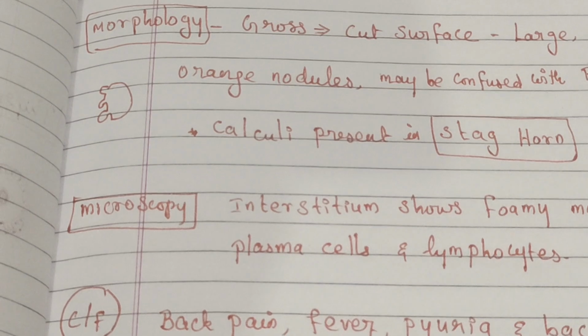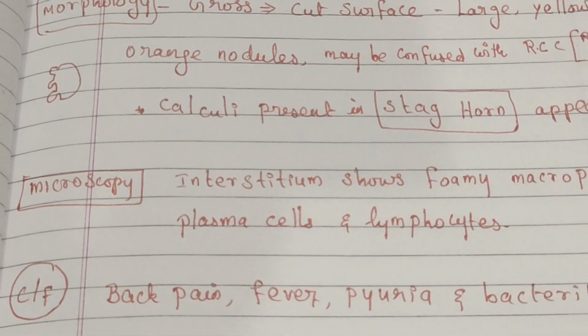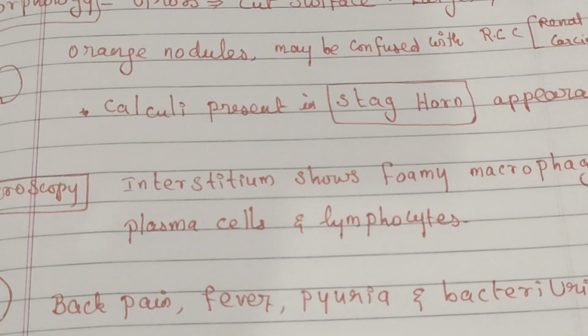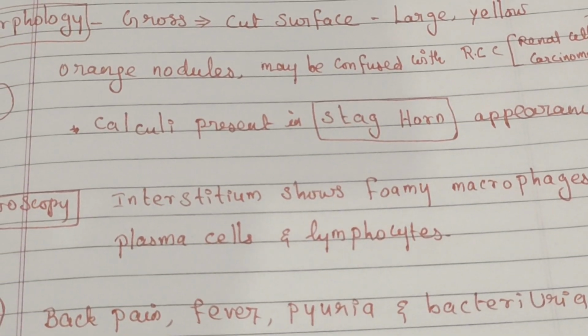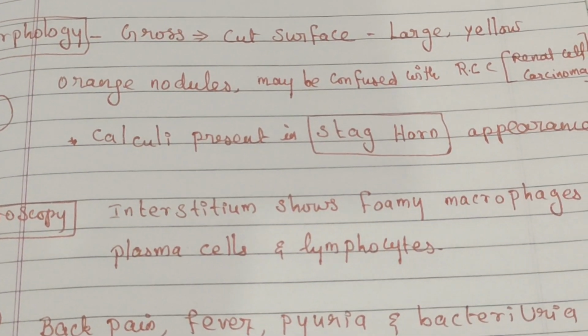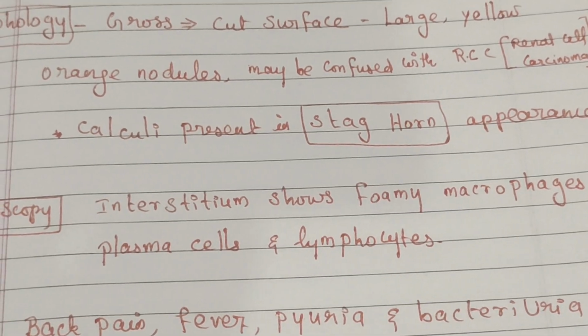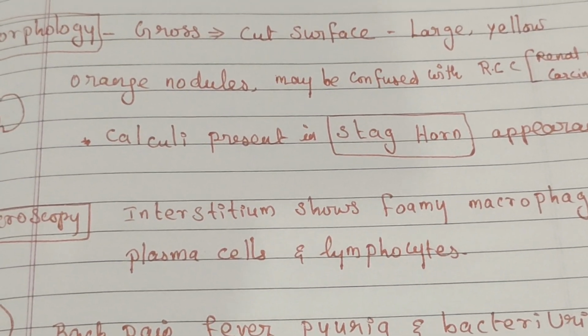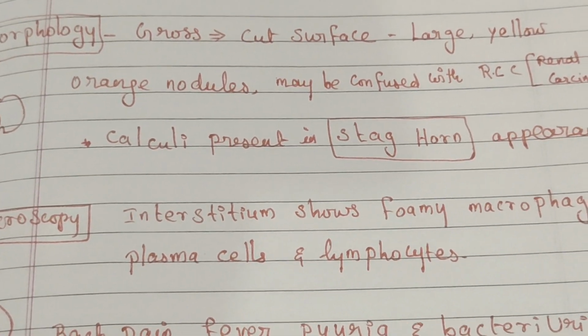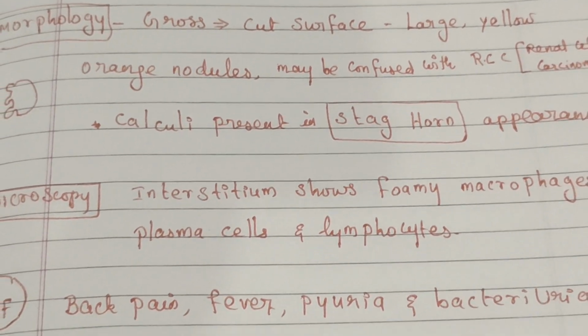Next, microscopy. In microscopy, the interstitium shows foamy macrophages, plasma cells and lymphocytes. That is a chronic inflammatory infiltrate.